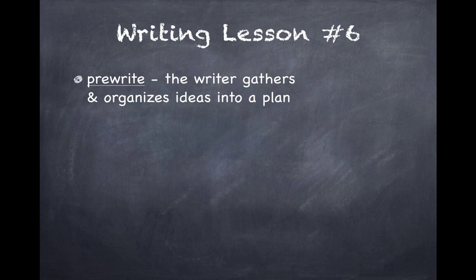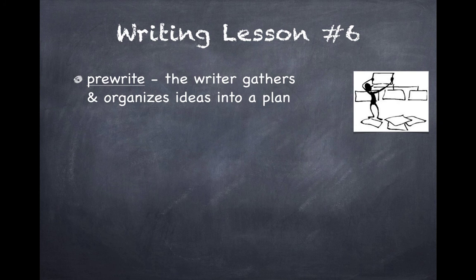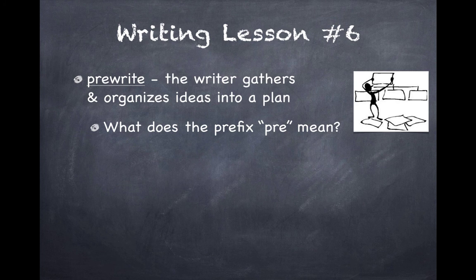Let's explore each of the steps. First, prewrite. This is when the writer gathers and organizes ideas into a plan. So here's your visual. You have your writer, you have your topic at the very top, and then you'll probably have about 3 main ideas that you'll be talking about, and then under those main ideas, you'll have your support or your details.